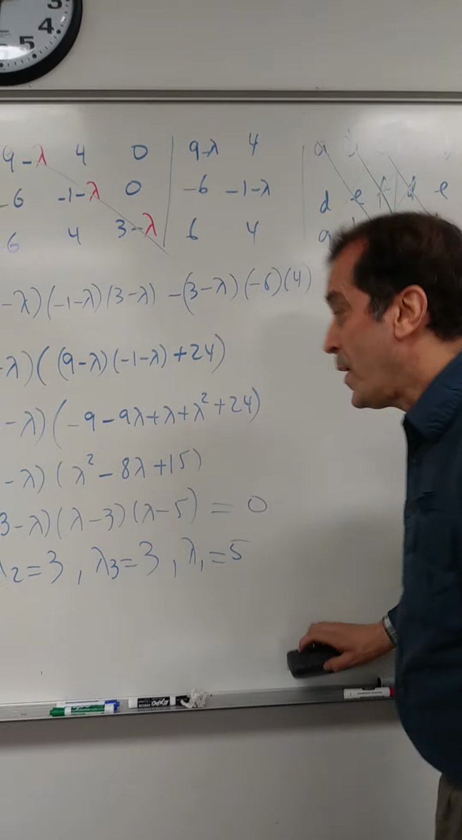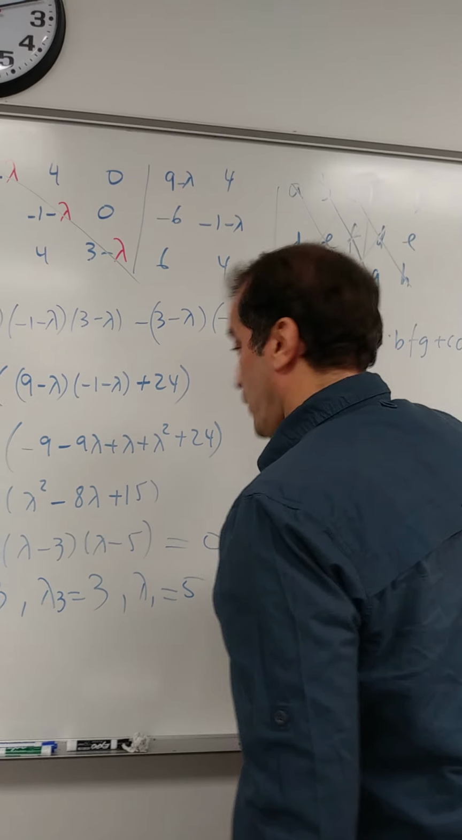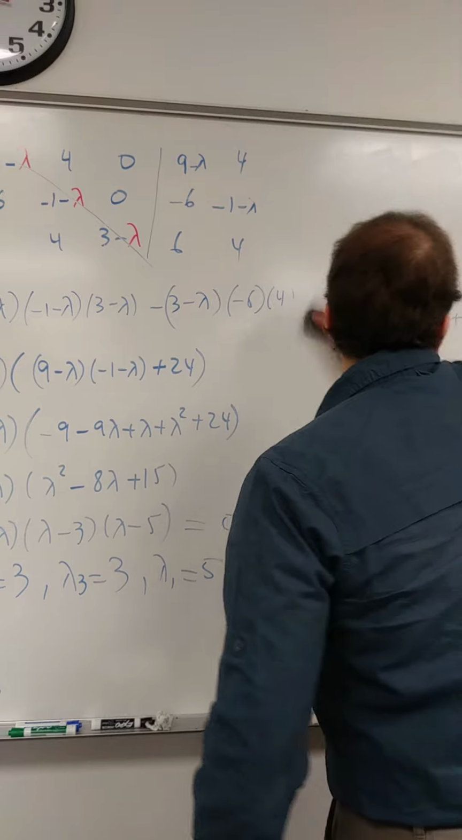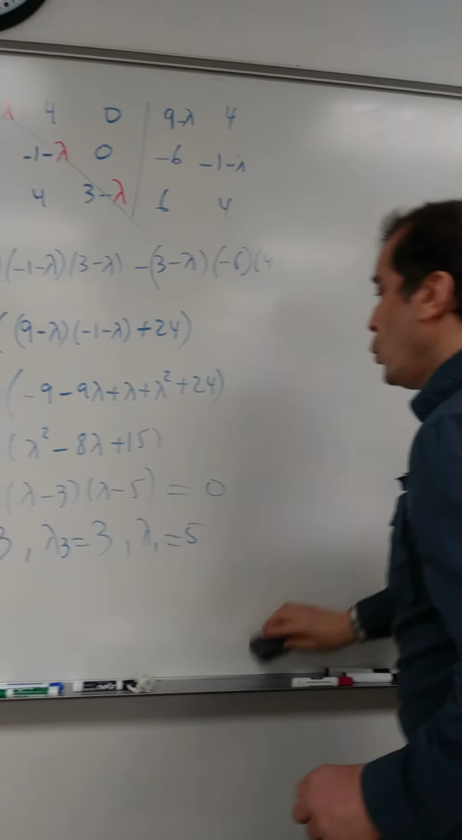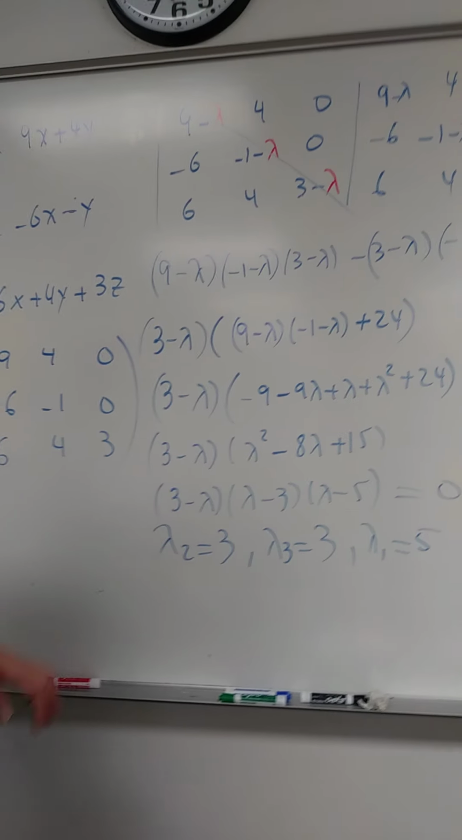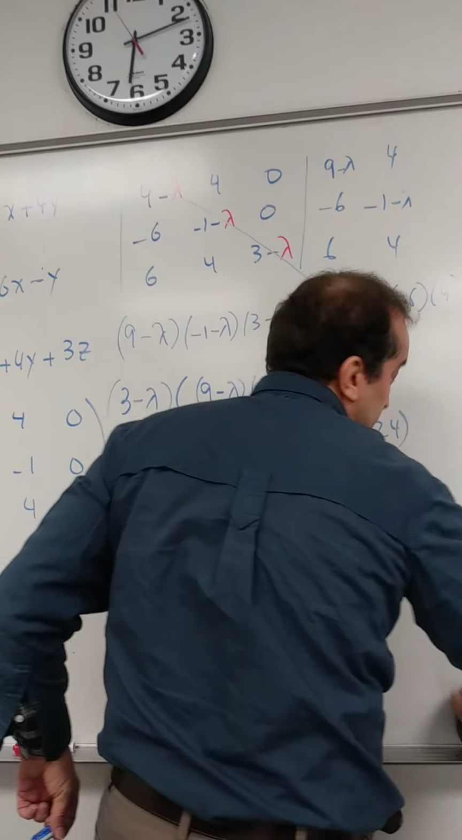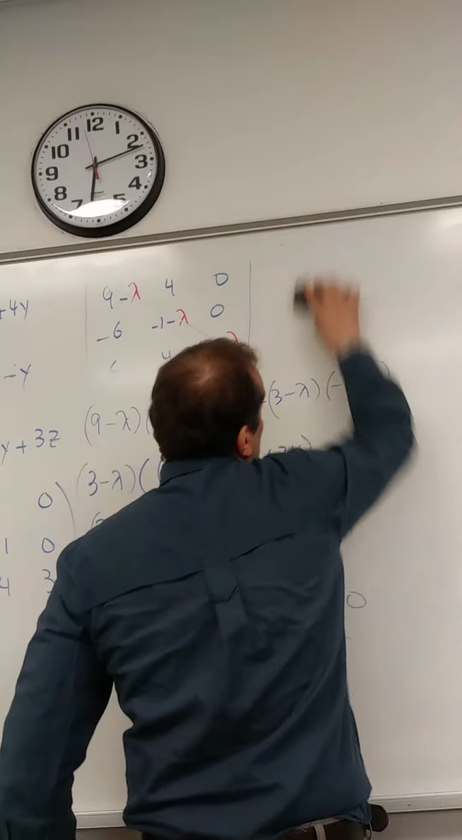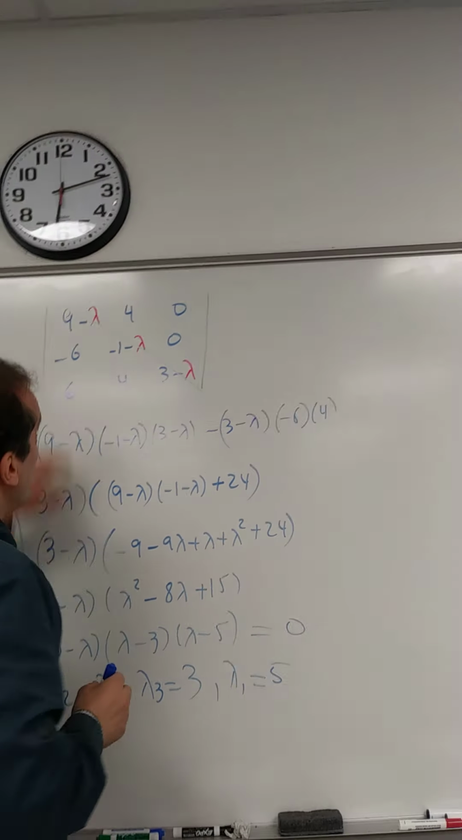Well, now we need to find the eigenvectors for each of these eigenvalues. So what I'm going to do is this. We'll start with lambda 1 equals 5 and put lambda 1 equals 5 in this equation. I'm going to remove the additional columns we added just to find this and then put 5 in here.